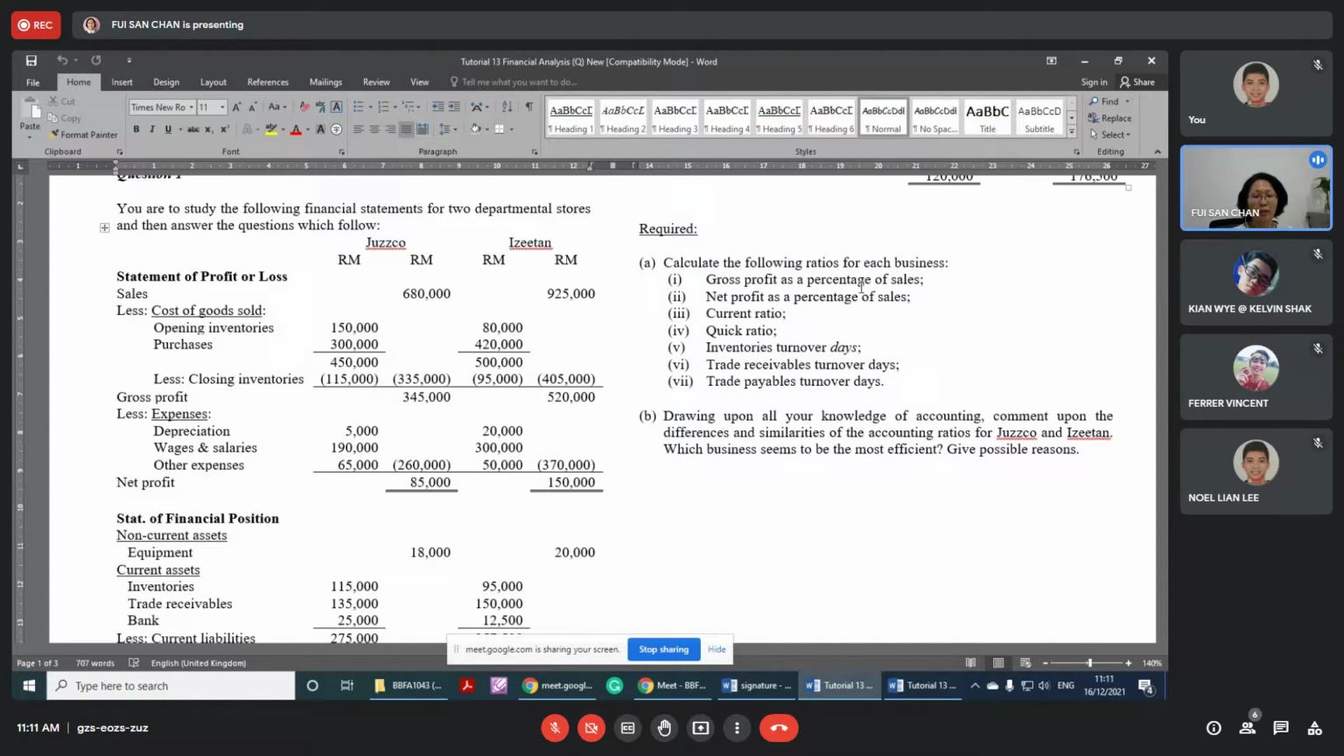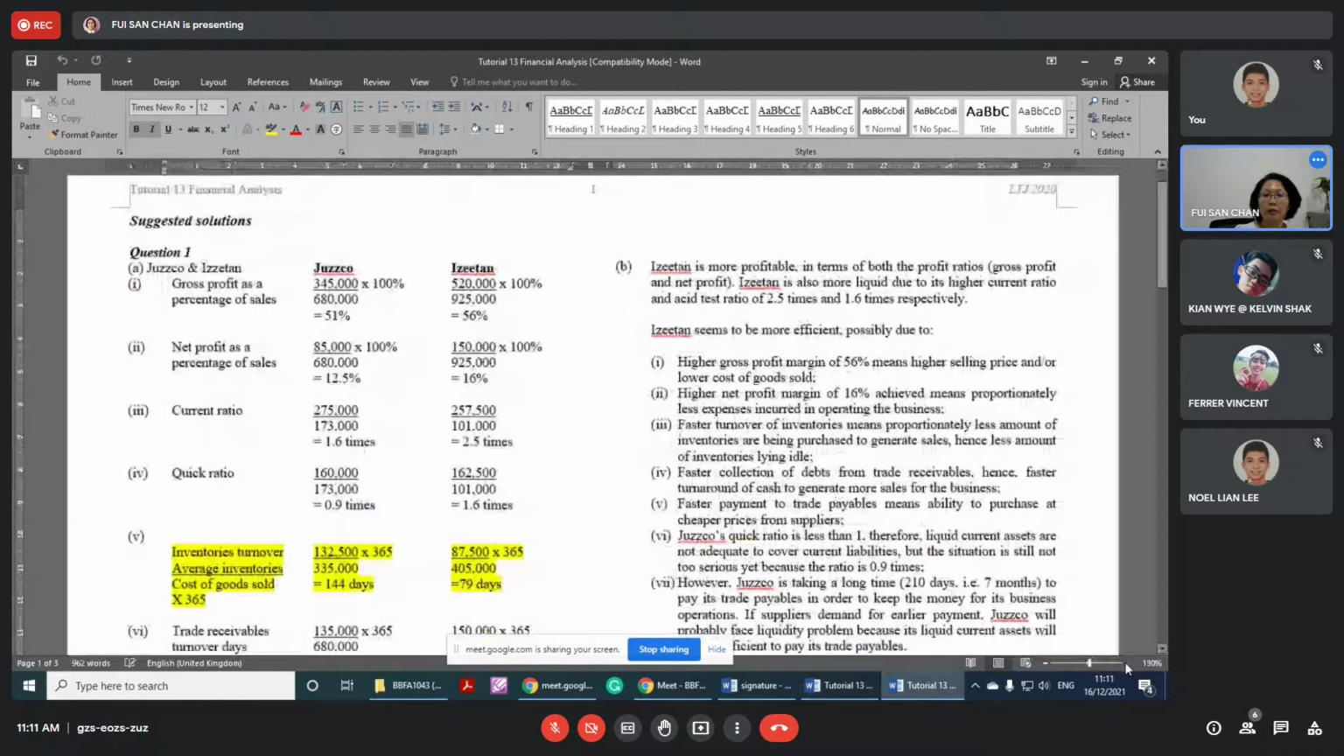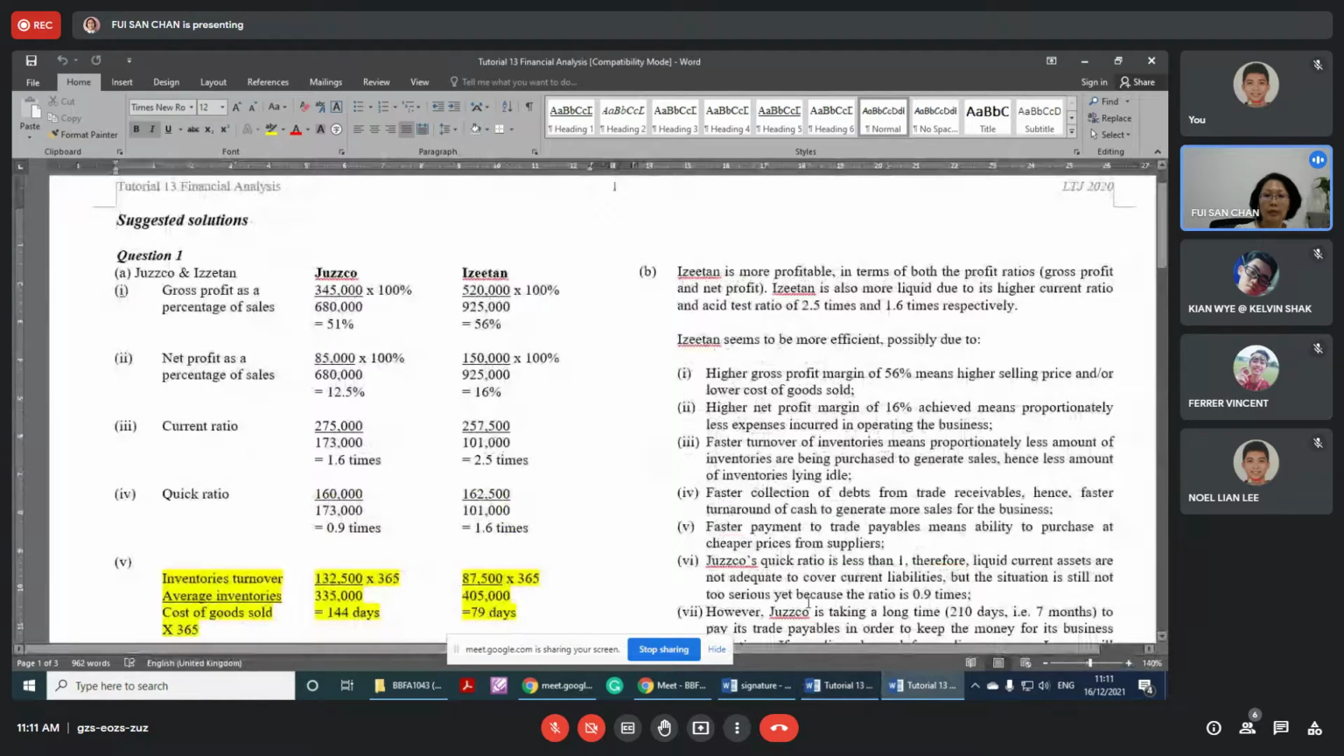So what is the main difference? The main difference, okay. Now, just in case, this one I prefer you to do on your own. So I give you the number, but actually in the exam, if possible, please put the formula, like this one, gross profit as a percentage of sales. You see this answer, they did not give the formula. Actually, when you answer your question, you should give the formula.